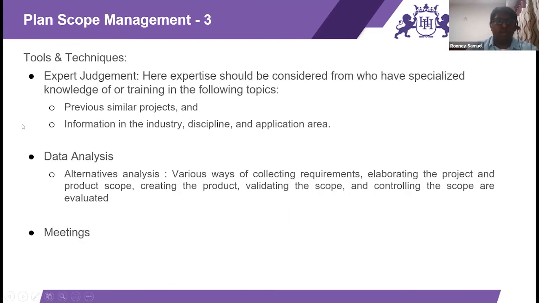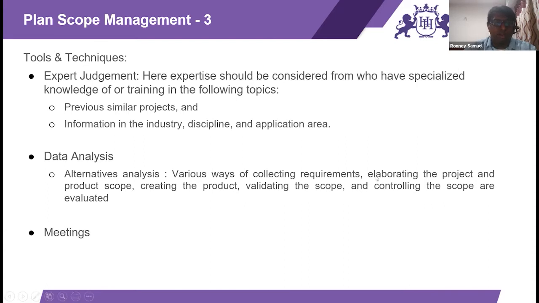Tools and techniques, as usual, always first expert judgment: people who really are very familiar or specialized on a similar type of project or industry. We can have a lot of meetings with different people on discussing which is the best way to manage. Another one is what we call data analysis, or what we call alternative analysis.